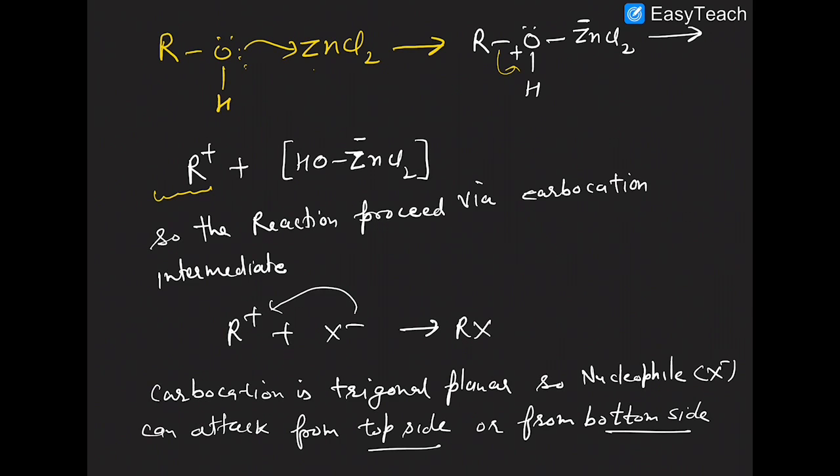After that, what happens? After the formation of the cation, the nucleophile can attack the carbocation. Because the carbocation is trigonal planar in nature, the nucleophile can attack from the top as well as from the bottom of the molecule. We will discuss this later on when we discuss nucleophilic substitution. So the carbocation is trigonal planar, so the nucleophile can attack from top as well as from the bottom.